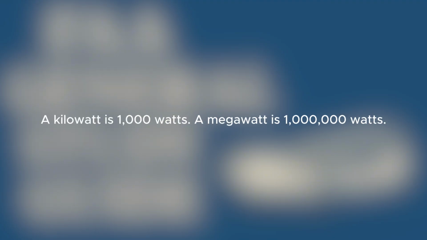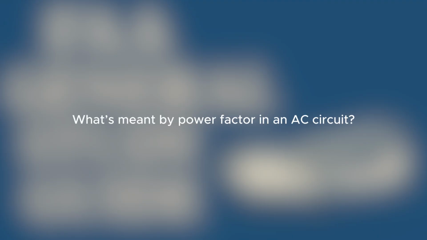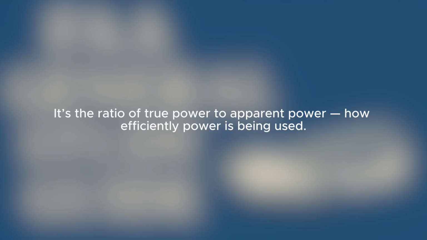What's a kilowatt? What's a megawatt? A kilowatt is 1,000 watts. A megawatt is 1,000,000 watts. What's meant by power factor in an AC circuit? It's the ratio of true power to apparent power, how efficiently power is being used.